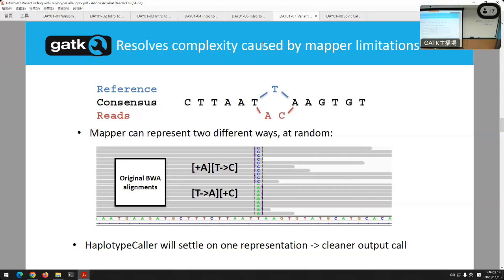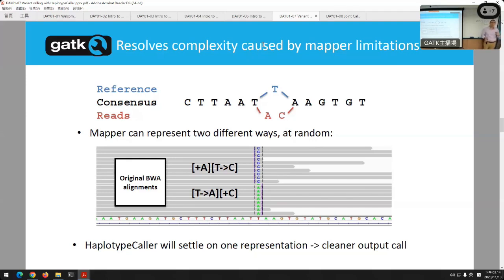So this is a true alignment for BWA. These same reads, one of them has an insertion of an A, and then a C, the T gets turned to a C. See that on top? And reads below it, the T gets turned to an A, and there's an insertion of a C. But that's the same thing. They actually translate to the exact same thing. But BWA doesn't know that. It just does its best.